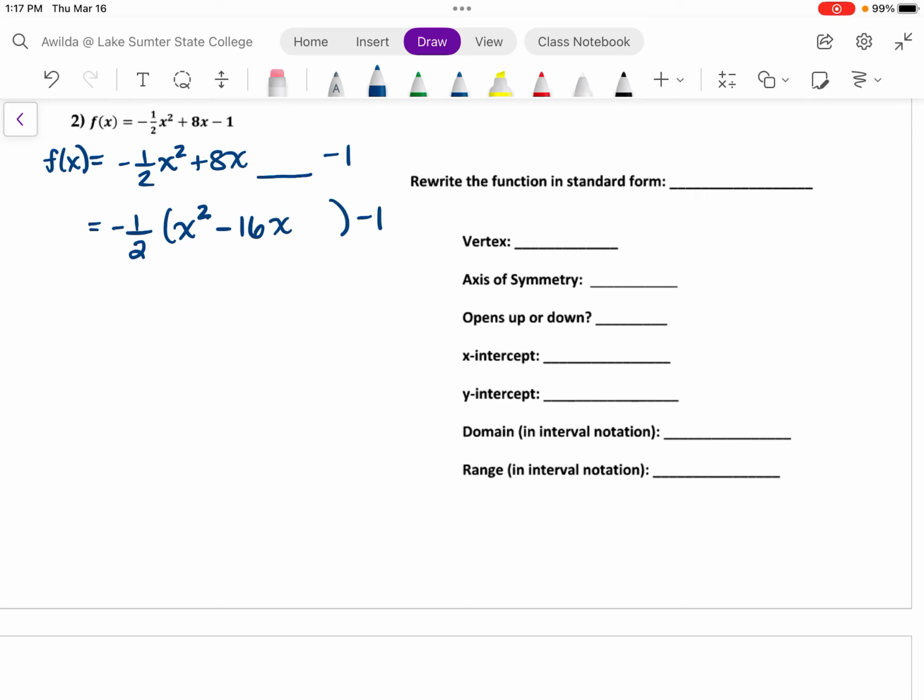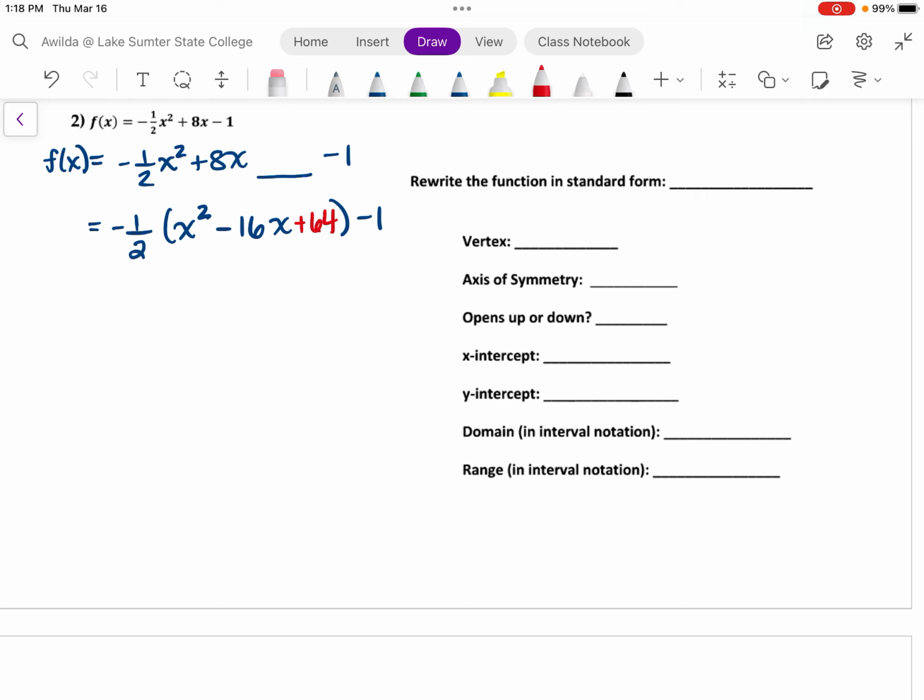And let's just check our work. If I were to distribute that -1/2, I would get -1/2 times x squared, check. And then -1/2 times -16, yes, that does give me the positive 8 in front of that x. Perfect. Now to complete the square, I'm going to divide the middle coefficient by 2 and then square. So -16 divided by 2 is -8, and when I square -8, I get positive 64. So that will be what I add here.